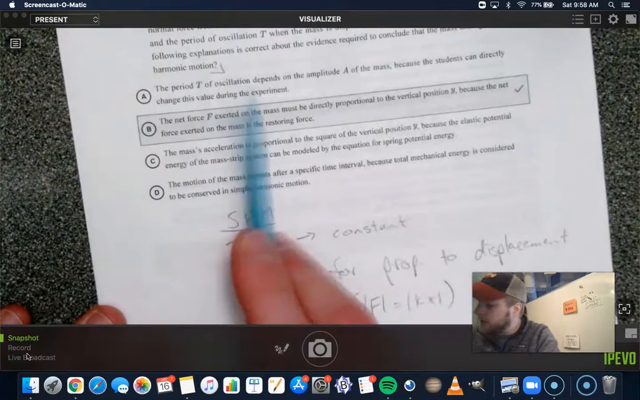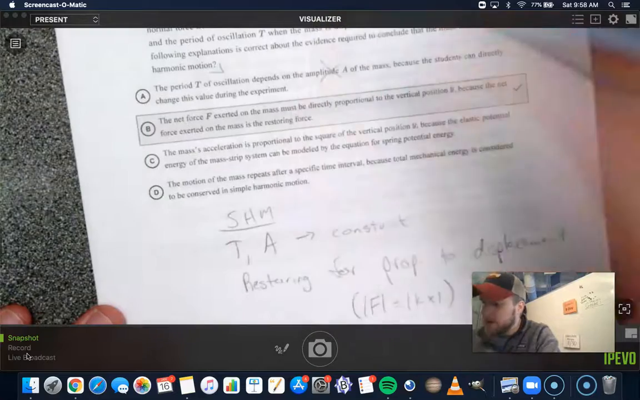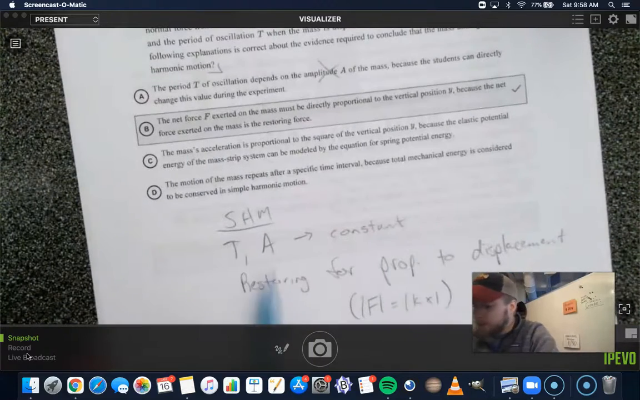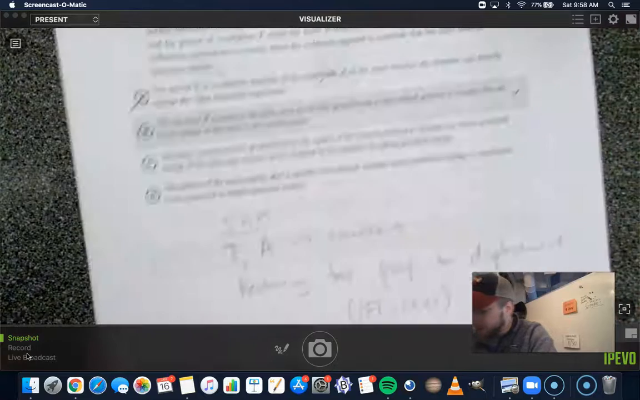It says the period of oscillation depends on the amplitude. That's never going to be true in case of simple harmonic motion. If you didn't know that, go back and check your notes. That is a basic fact that we need to know. We'll skip over B because you can see right there that's the correct answer. Let's see if C is correct.